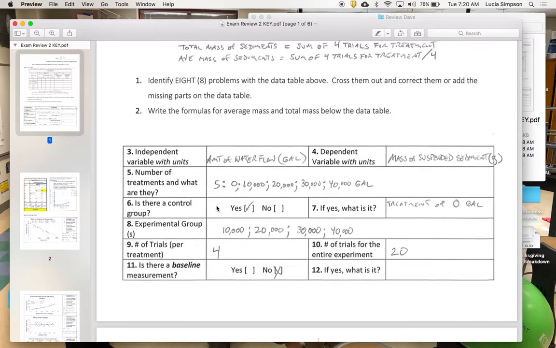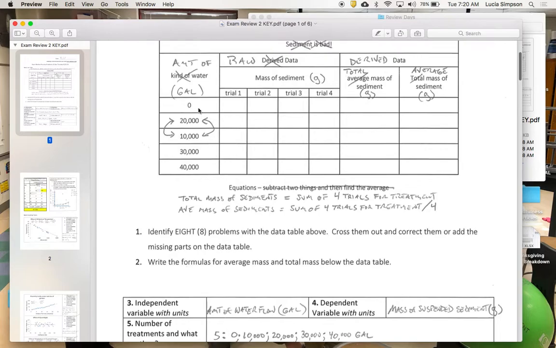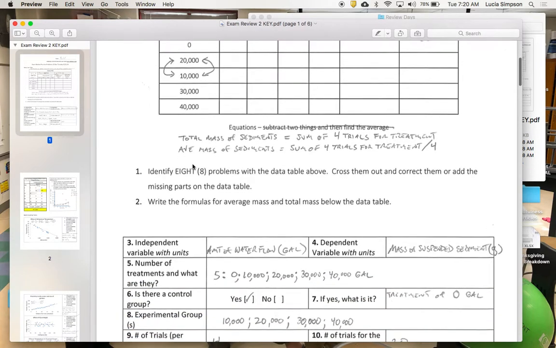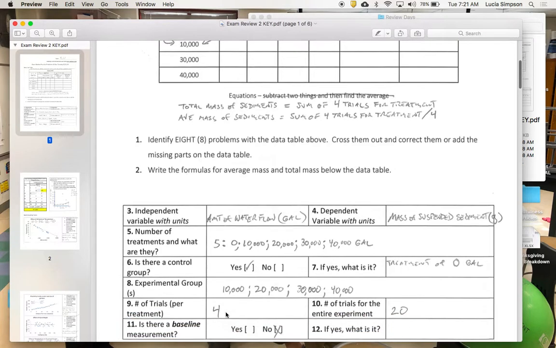Next, we have our treatments. In this case, there were 5 treatments that I was able to identify by looking underneath my independent variable. So 0, 10,000, 20,000, 30,000, and 40,000 gallons of water are my treatments. Our control group would simply be the minimum, so the 0 treatment, 0 gallons of water, and all of the other treatments would be my experimental groups. So again, not including my control, all of the other groups, 10,000, 20,000, 30,000, and 40,000 gallons of water.